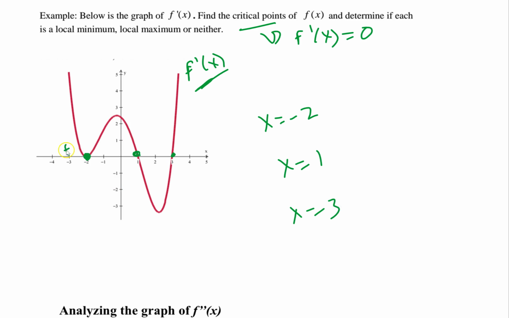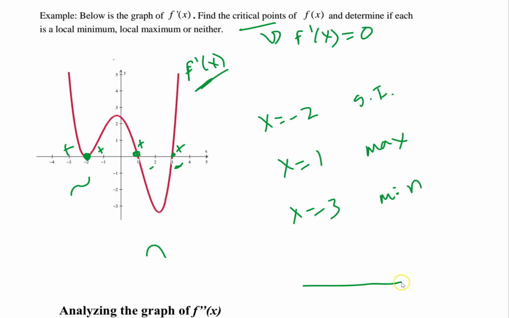All right, look at negative 2. It goes from positive to positive, stationary inflection. Right? It went positive and then positive. So that's a stationary inflection. Look at 1. Plus to minus. So it went up and then down. That's a max. And then 3 goes from negative to positive, and that's a min.